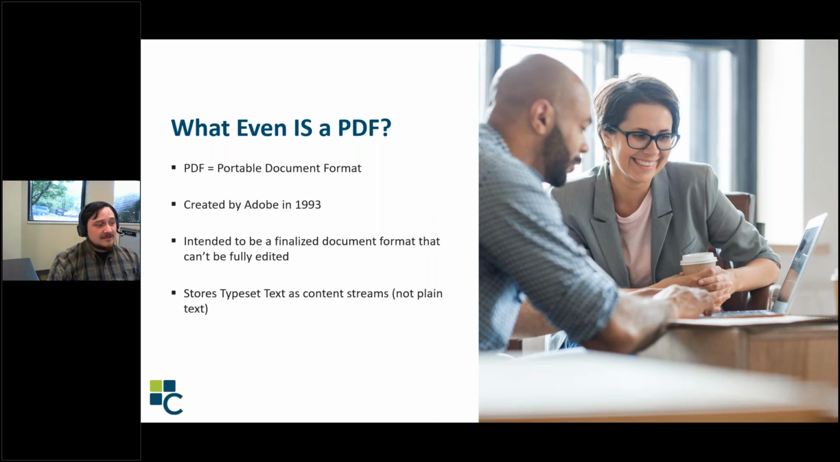PDF is a file format created by Adobe in 1993, and it stands for Portable Document Format. Adobe is now an ISO, an International Standard Development Organization, in order to keep all the third-party systems that use PDF on the same track as far as what the file extension does and how to code it. Please excuse the nerd talk for the next bit. The main thing that makes PDF useful is that it's intended to be a finalized document format that can't be fully edited.